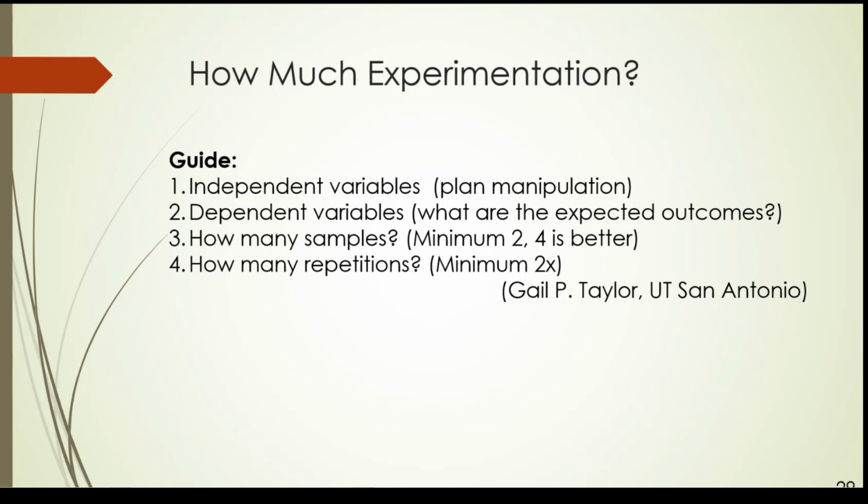So according to Gail P. Taylor, from San Antonio, minimum 2. You repeat it 2, preferably the second time you repeat in a different setting. And then how many samples? Minimum you need to have 2 samples. One is experimental group, the other one is control group. If you have 4, it's better because you can use the Solomon four-group. Experimental group 1, experimental group 2, control group 1, control group 2 to test whether the pretest has any impact or not. And you must have at least one independent variable.